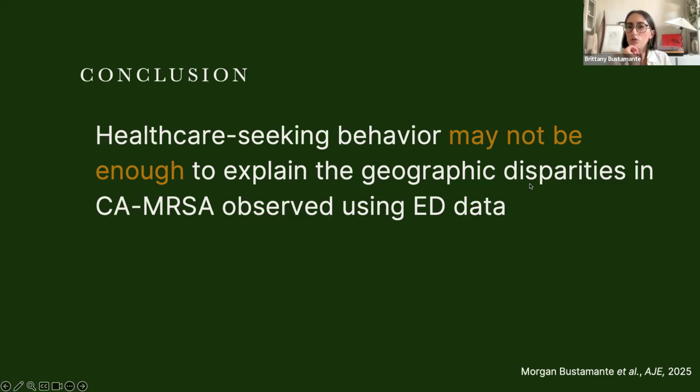So combining the results, the emergent property of the ABM did not appear to replicate the observed ED data, and because Kendall's W was insignificant, we ultimately concluded that healthcare-seeking behavior alone may not be enough to explain the geographic disparities in community-acquired MRSA that we saw using the observed ED data.